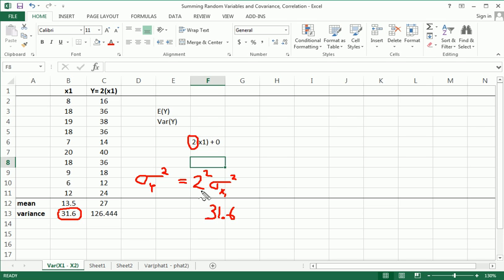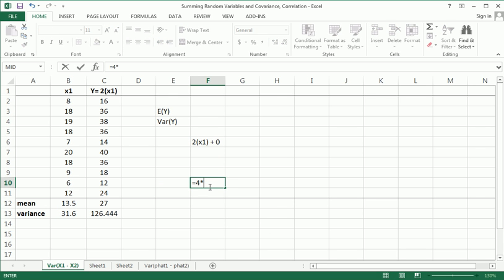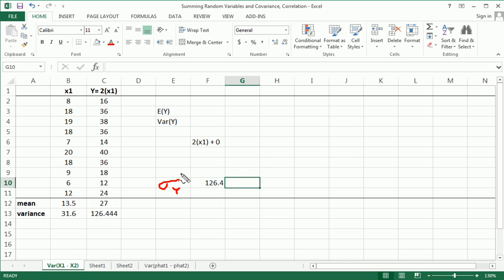In this case, we've calculated at least the sample variance of x1, it's 31.6, and the variable part of our linear function is 2, so that's squared, so we end up with 4 times 31.6, and if we use Excel to calculate that, we get 126.4 for the variance of y, which is 2 times x1, right?